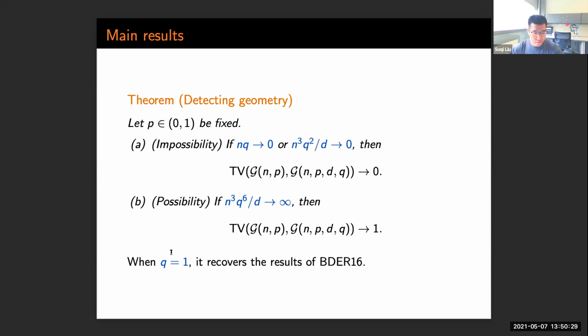And in the special case of q equal to 1, remember this corresponds to the GMPD, then the theorem recovers the results of Bubeck et al.